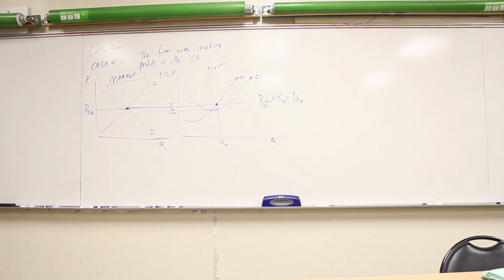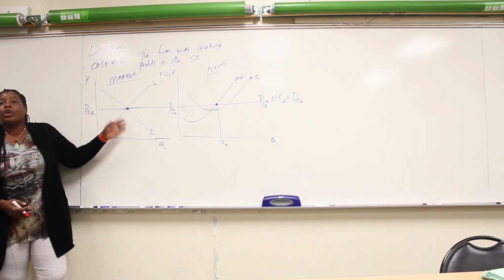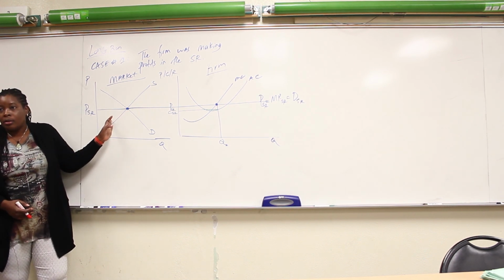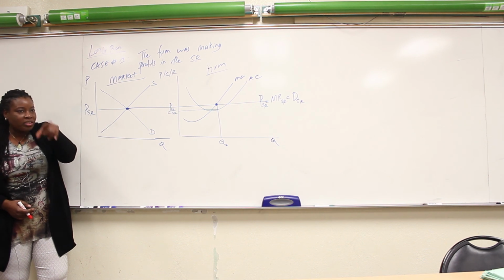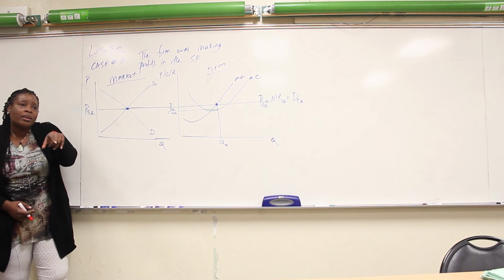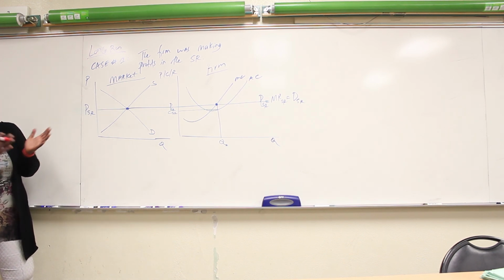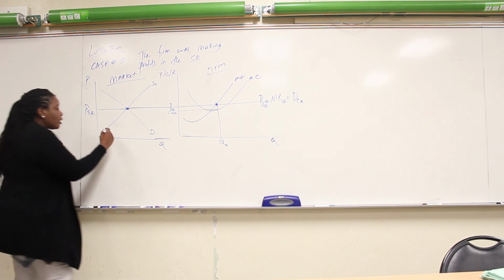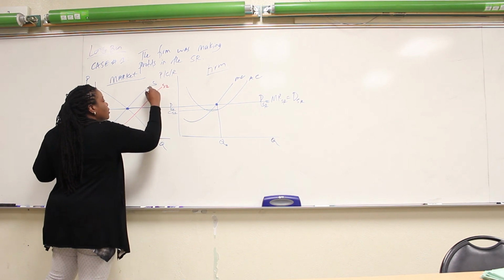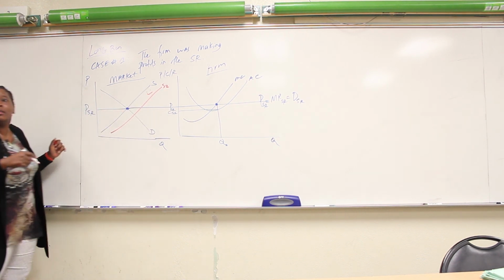Now, if we want to visualize that entry, those are new sellers entering the market. If I want to show more sellers entering, what did you say, Javier? Supply is going to shift to the right. If we get new sellers, this happens. Those are the two Jasons entering the market.